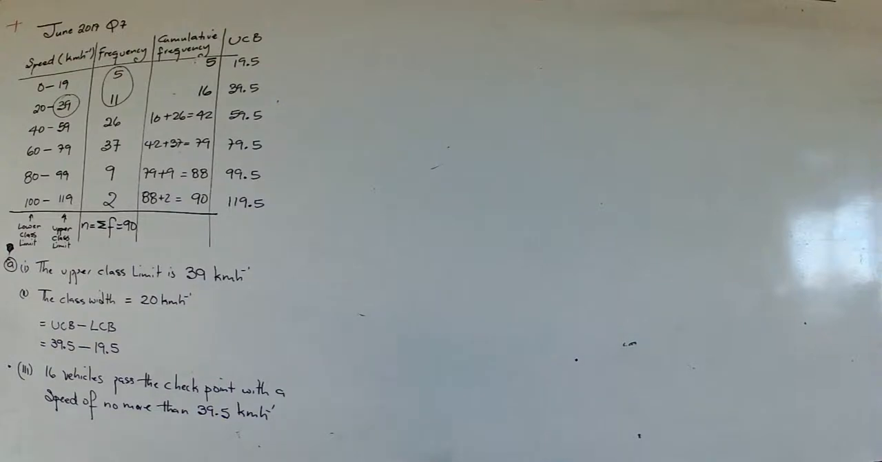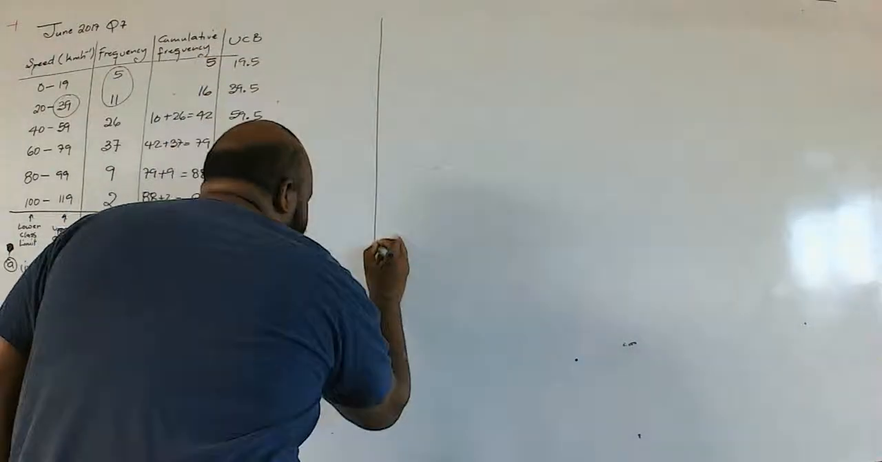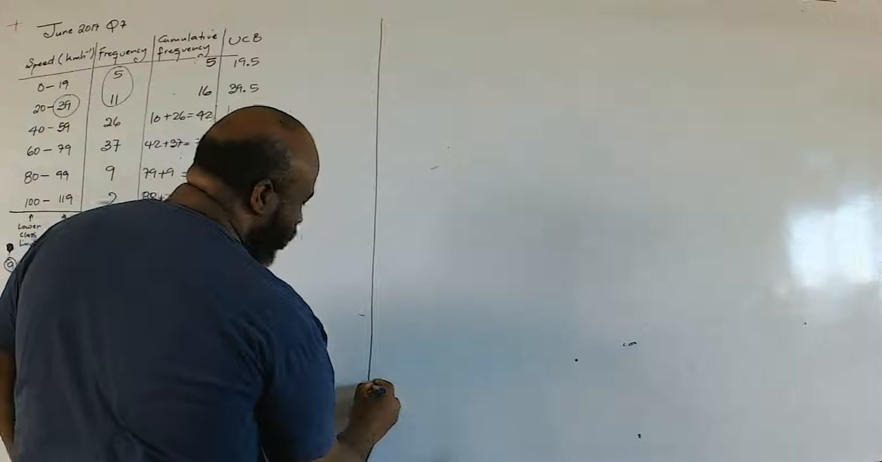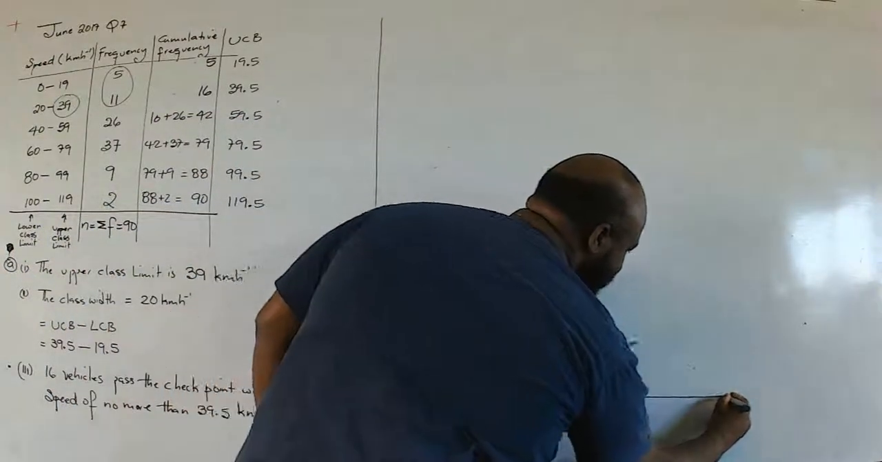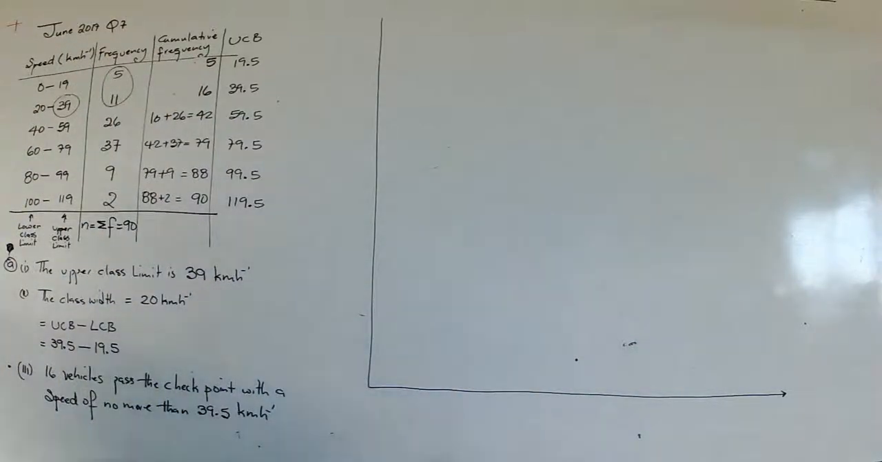Next, the next thing to know is to draw up our axes. You have your vertical axis and you have your horizontal axis. Now after that, the next thing we have to do is label the axes, and therein lies the trouble.